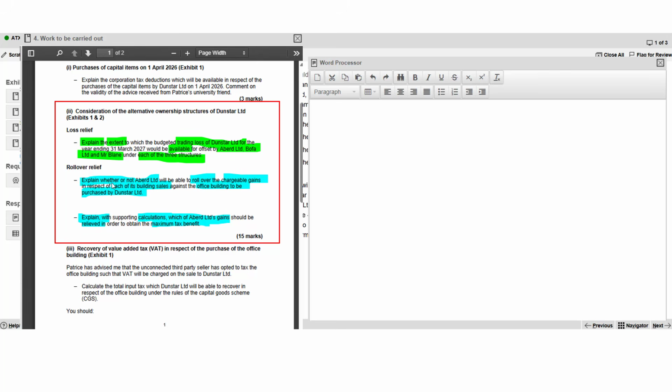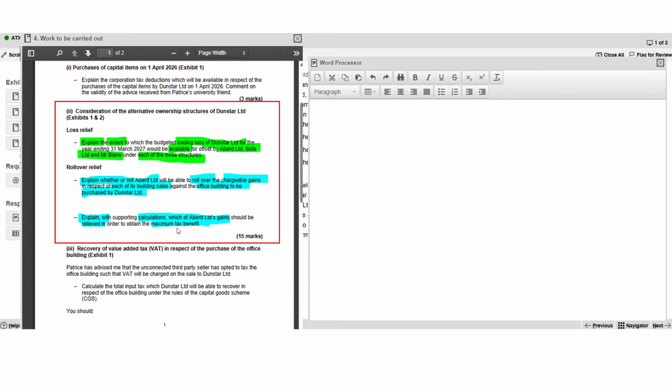Again, we've got some words. We're explaining whether or not Aberd will be able to roll over the gains for each of its building sales against the office to be purchased by Dunstar, and then explaining with calculations which of the gains should be relieved to get the maximum benefit.